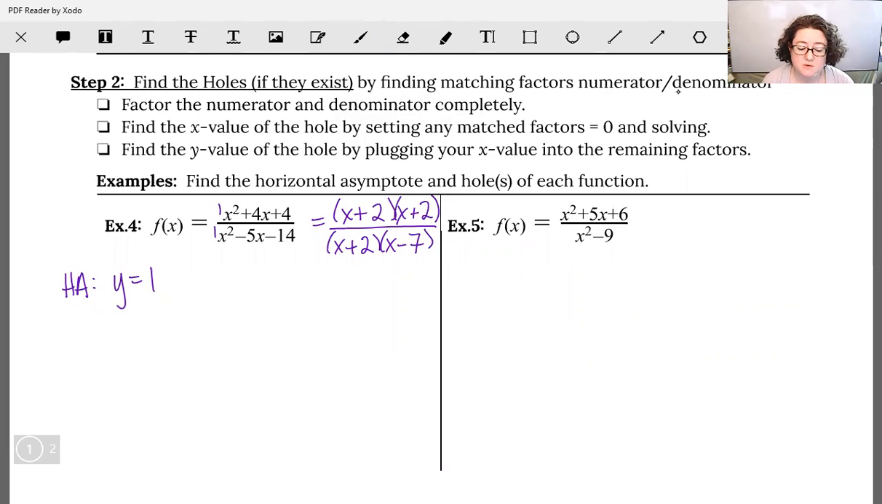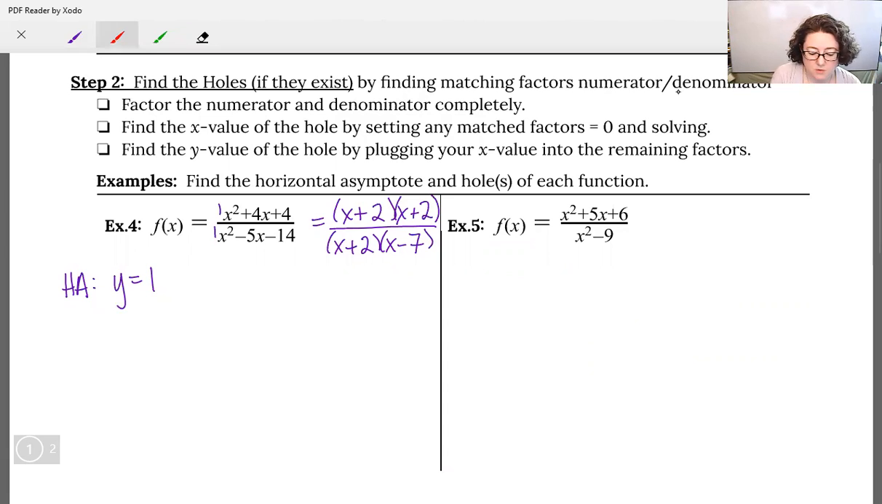So then the second thing I have to do is find the holes. For the holes, I'm looking at where my common factors are. So I have a repeated x plus 2 in the numerator and denominator. That means my hole is going to occur with that factor. Now, just like we found our x-intercepts when we were doing quadratics, we're going to take that factor and set it equal to 0 and solve for x. So x equals negative 2.